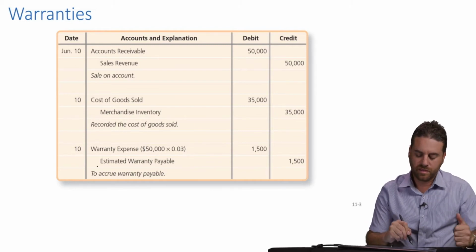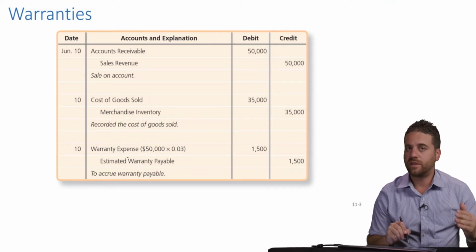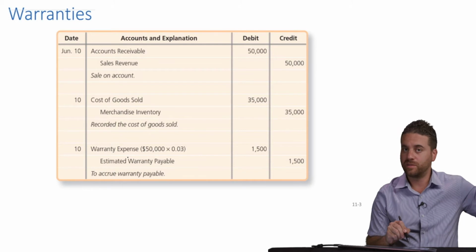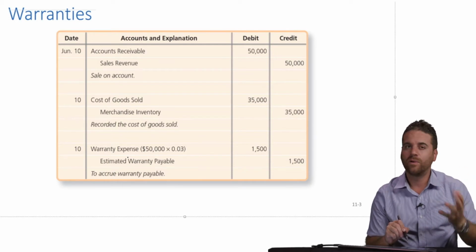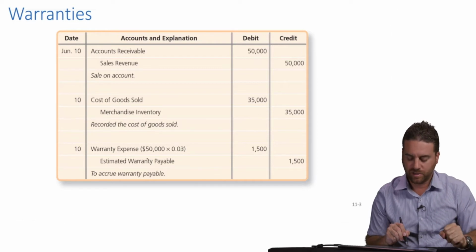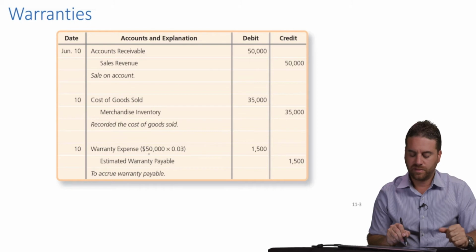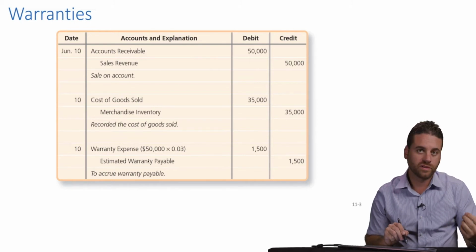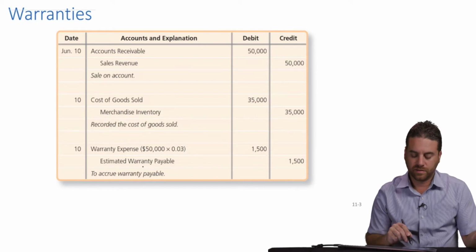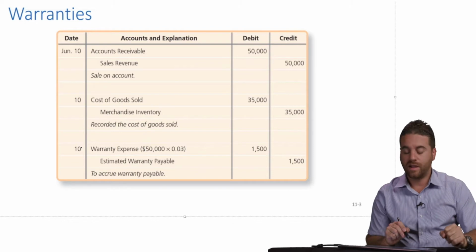So on June 10th, warranty expense. Although we did not have the warranty expense yet, it's going to happen next year, because of the matching principle, we're not going to wait for next year. We're going to make an estimate today of what we think approximately it will cost us in the future. It's 3% of the 50,000 multiplied, then we get $1,500. So that would be the expense recorded in your journal on June 10th. So it will reflect in the same year you sold these items to customers.